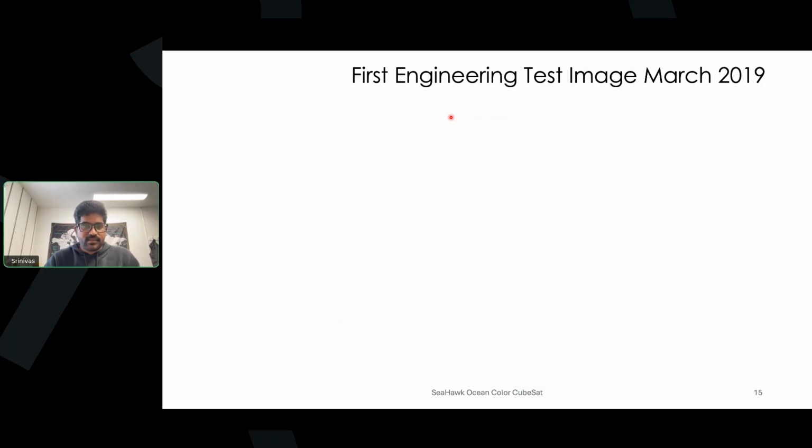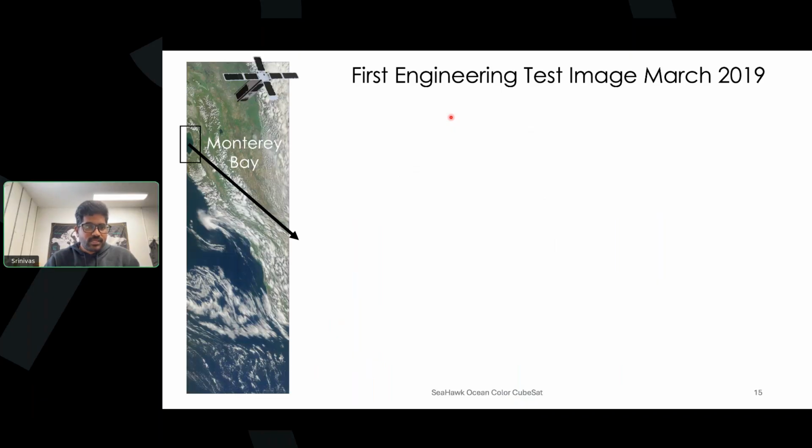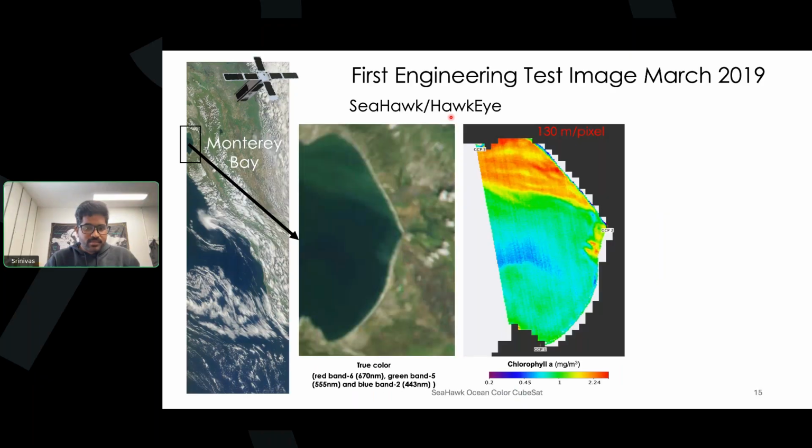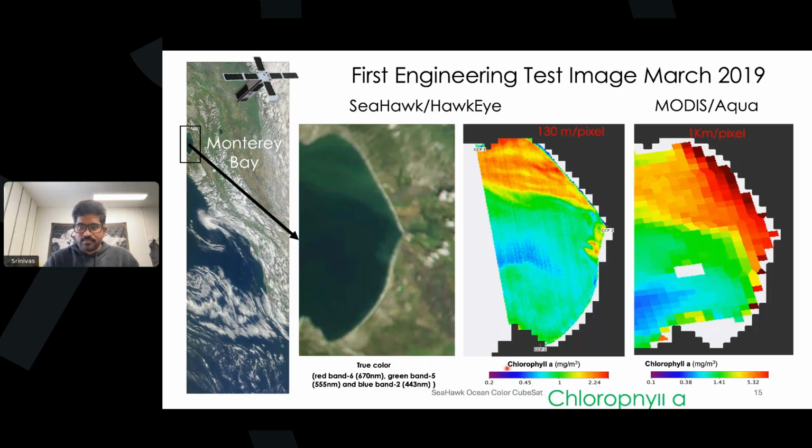Launched in 2018, the first engineering test image was taken in March 2019. The first image was taken over Monterey Bay, California. This is a true color image, which is made from red, green, and blue bands. On the right is the chlorophyll A image, which is derived from the remote sensing reflectance. This is around 130 meters per pixel, and below is the chlorophyll A color bar.